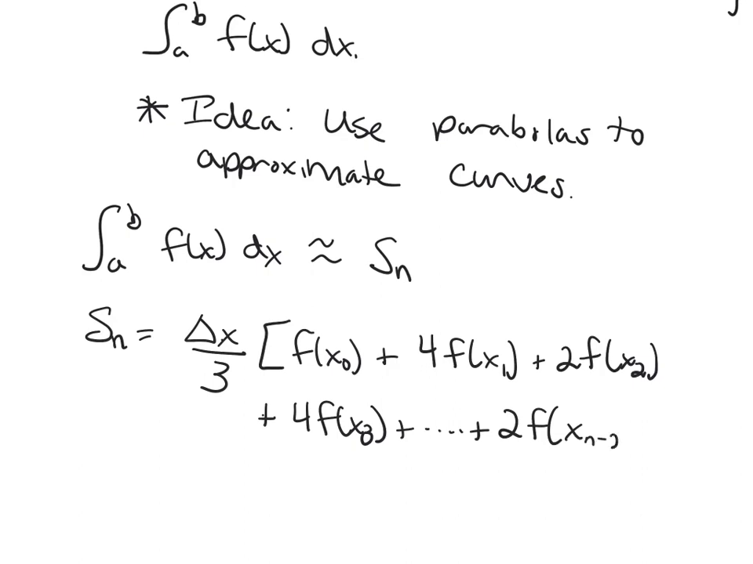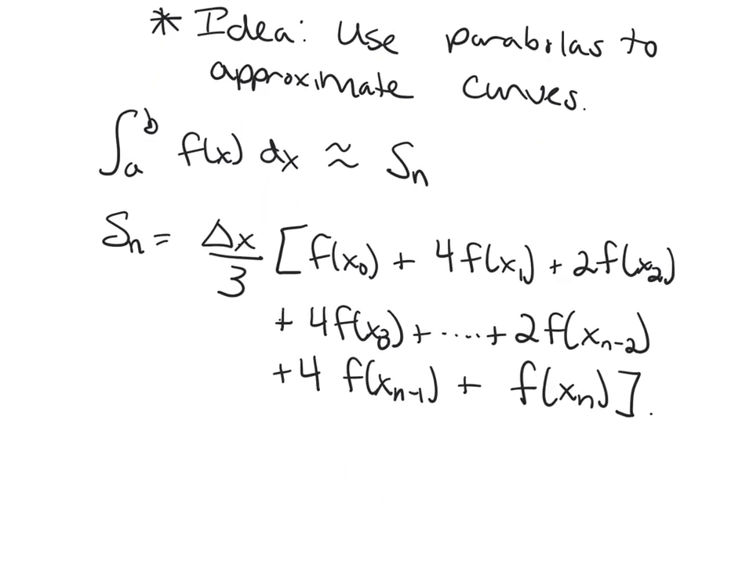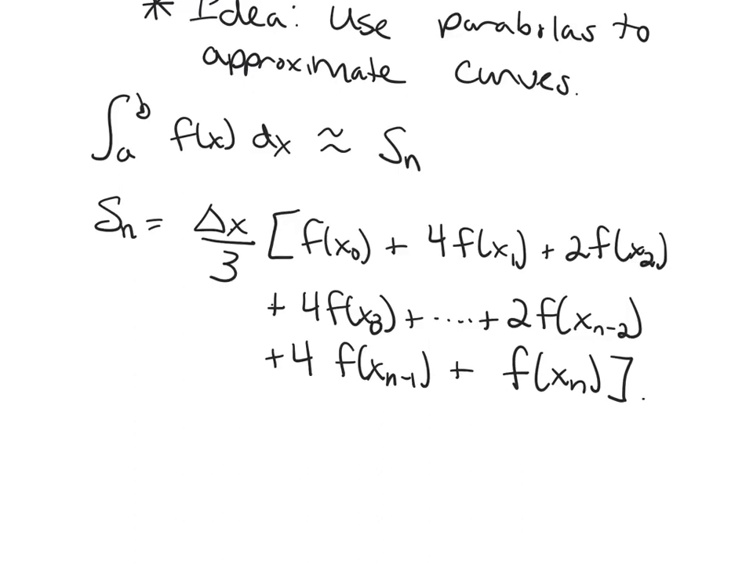f of x n minus 2, plus another 4, f of x n minus 1. And then my last one, the end of my interval, the coefficient goes back to 1. So it's kind of in the same spirit as the formula for the trapezoidal rule, but it's a little bit different. And because of the way that the formula is written, we have to have n be even in order to do this, okay? So where n is even.